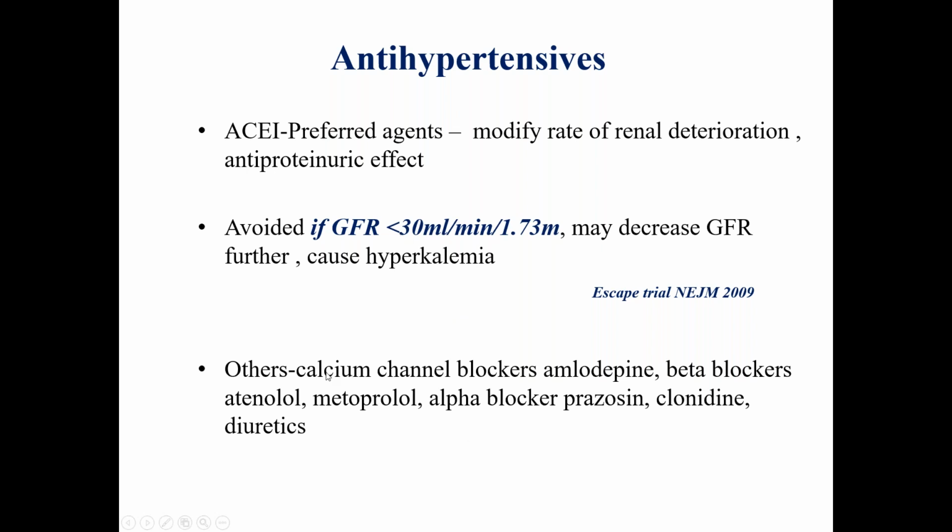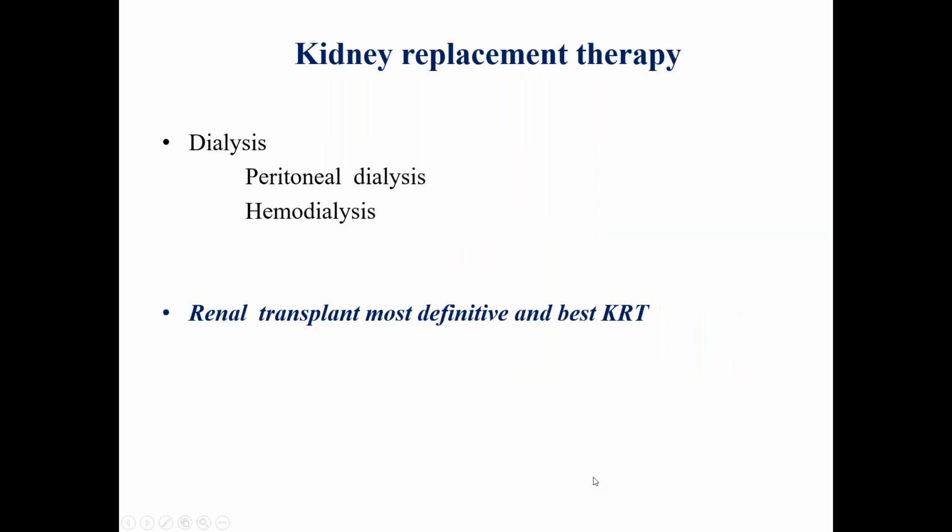And the other antihypertensives that we can use are the calcium channel blockers like amlodipine. We have beta blockers like atenolol and metoprolol. You have the alpha blocker like prazosin, and central adrenergic agonists like clonidine. And diuretics can be used in patients who are actually edematous and also who have left ventricular hypertrophy.